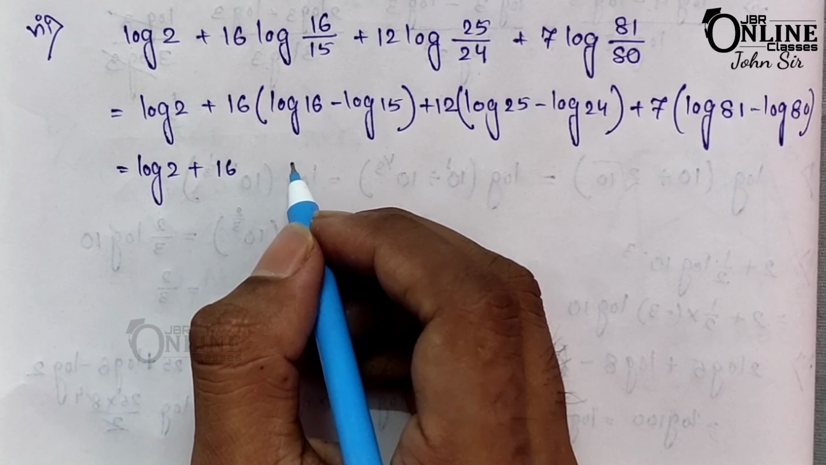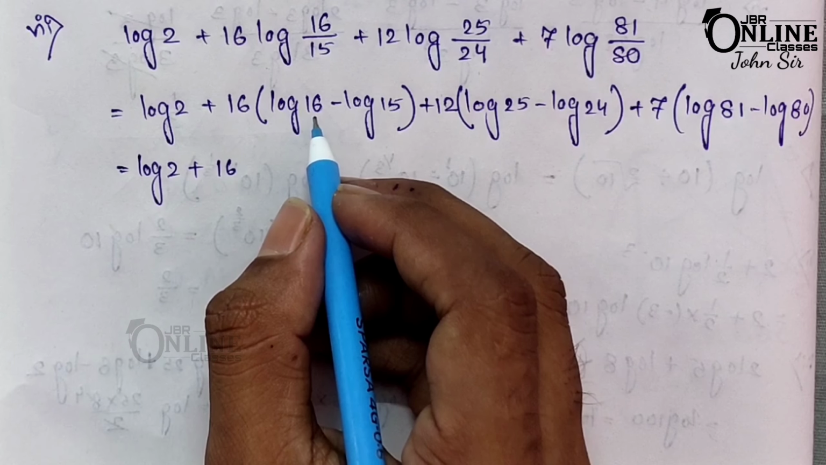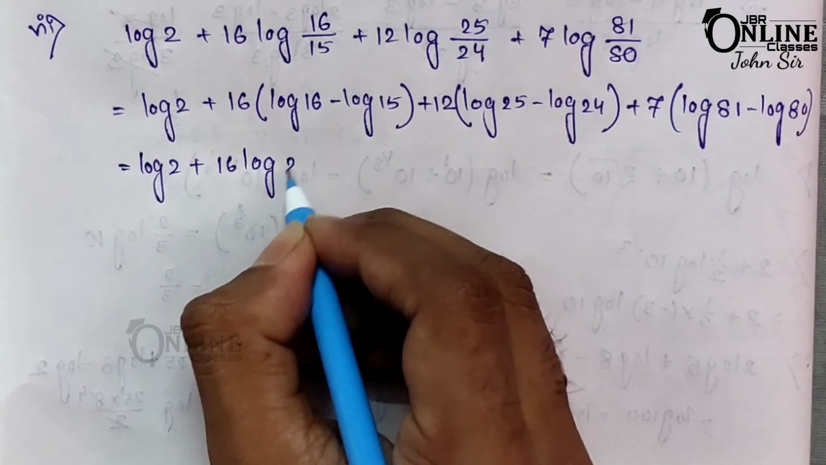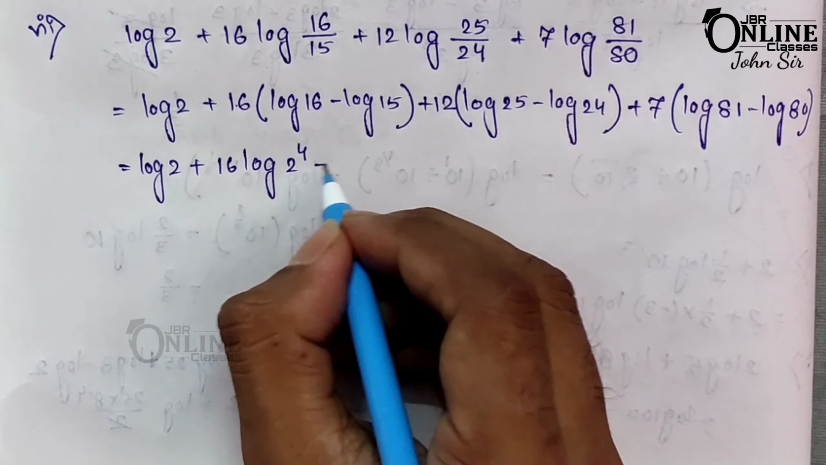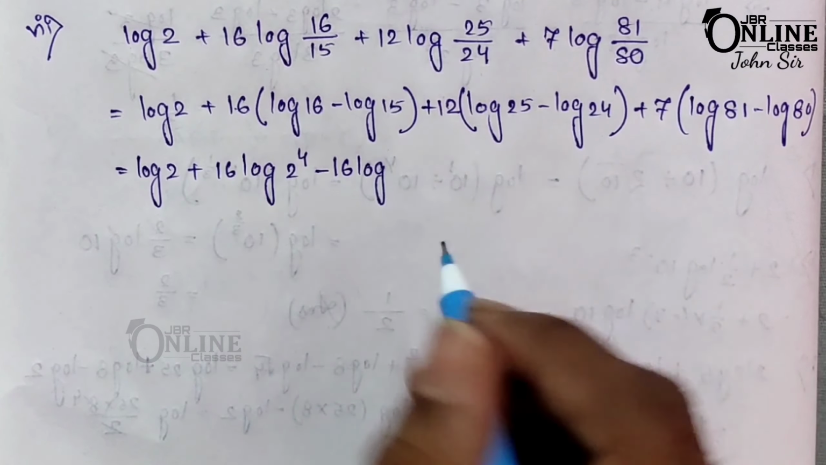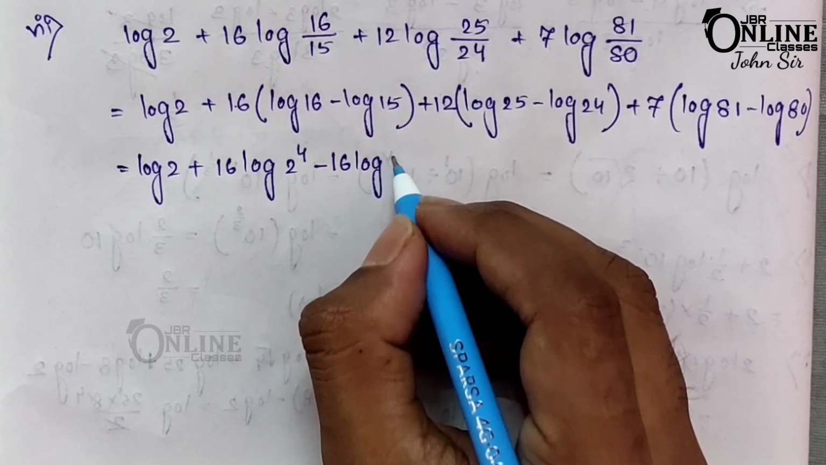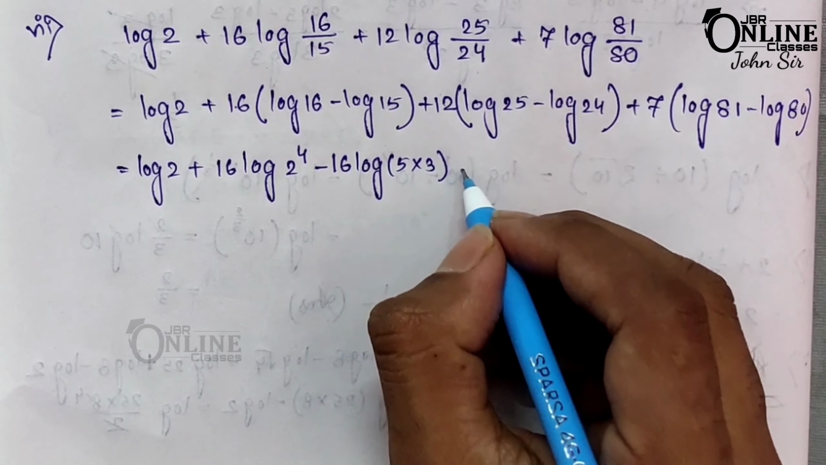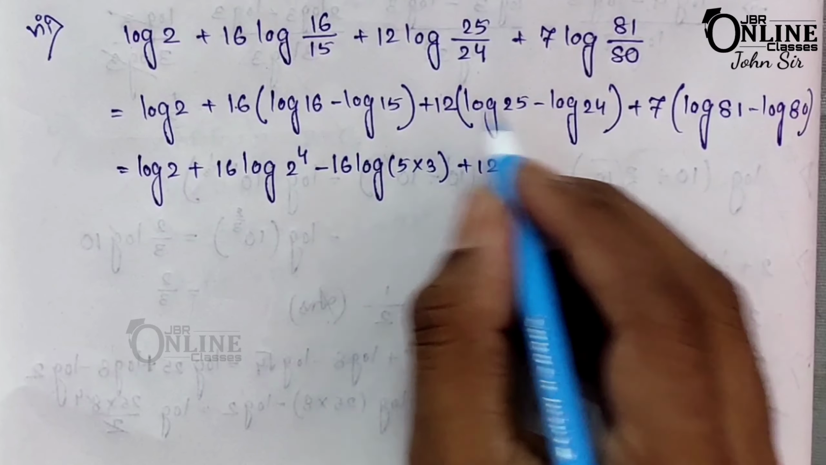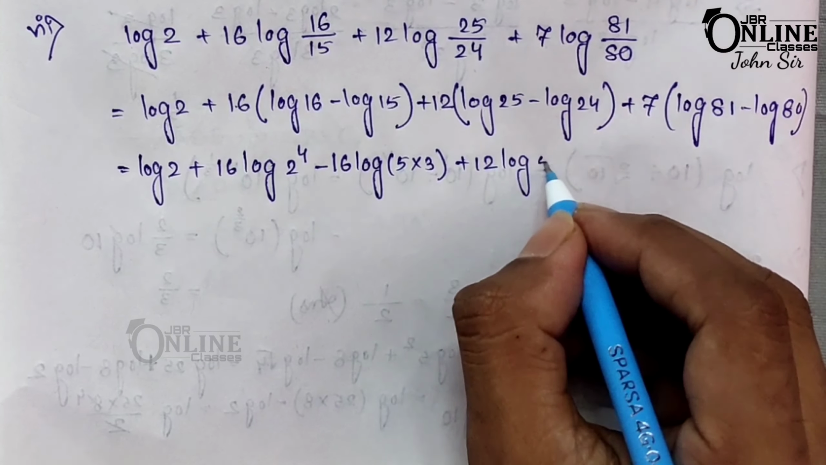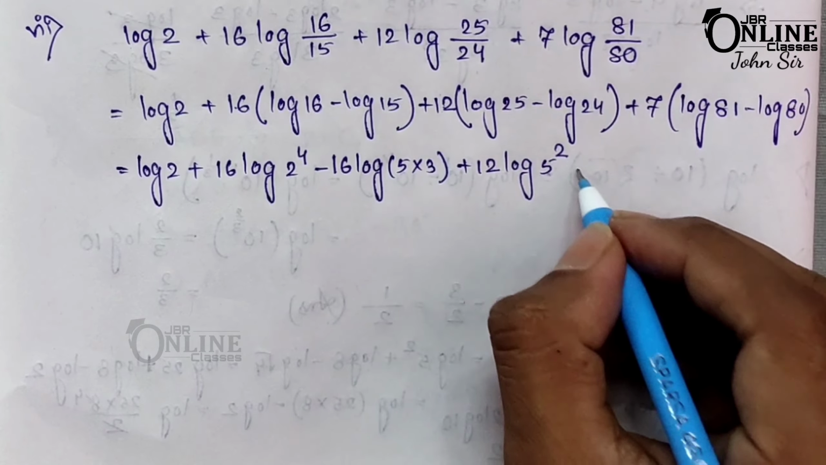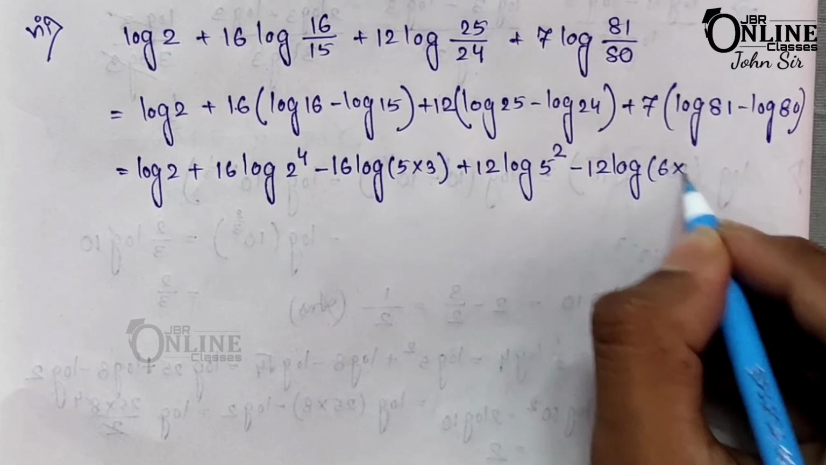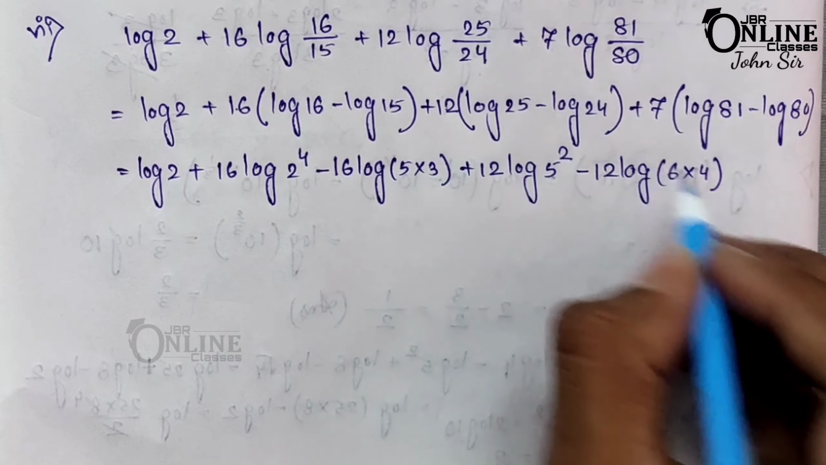Now log 16 means 2 to the power 4, so here 16 times 2 to the power 4, then again 16 multiplied with this one, so 16 log 15. Now 15 means 5 into 3. The next one, 12 log 25, log 25 means 5 square, then 12 into this one, so minus 12 log 24. Now 24 means 6 into 4.